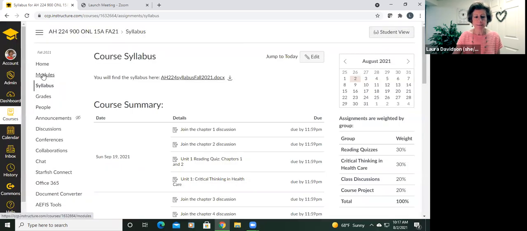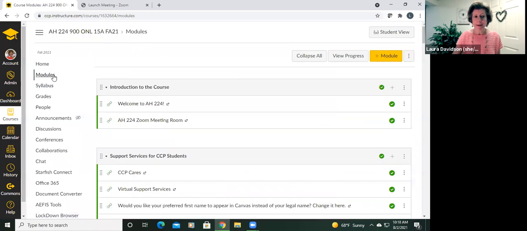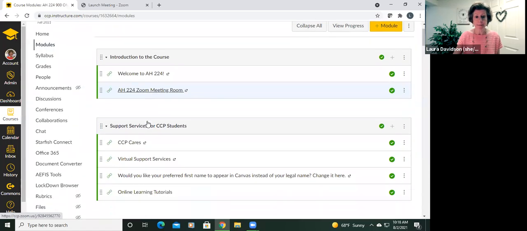So do that. And then to follow along in this course, you should always go to modules. Modules will lead you through the units of the course, though we start with a few kind of introductory modules. We'll use this Zoom meeting room when we meet one-on-one. If I hold any optional sessions, there will be no mandatory sessions in this asynchronous course, but I might hold some optional sessions at times if they're needed.